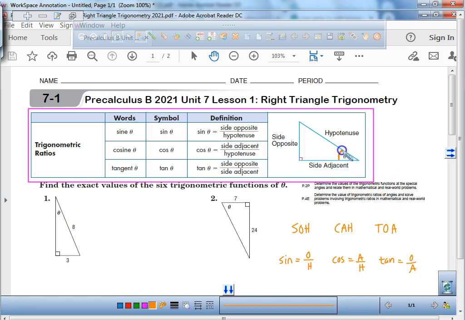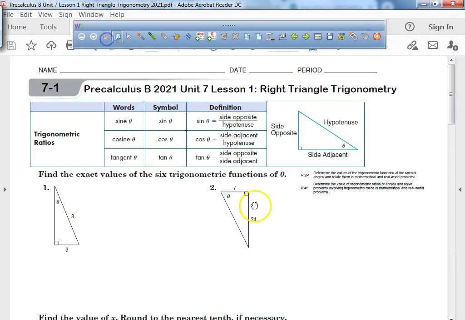Like, if this is theta, the measure of your angle, the side that's across it is called the side that is opposite. The hypotenuse is always across from the 90-degree angle that you can see right here, and the adjacent side is what's left over, the one that's next to, right? Adjacent means next to, so just next to the angle, other than the hypotenuse. So you're going to be using these ratios when you're working on these problems.